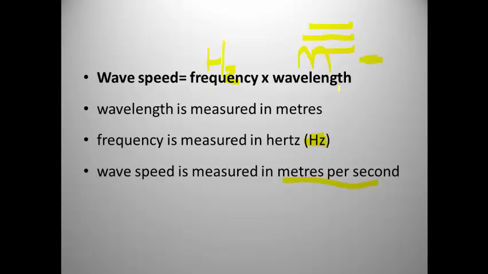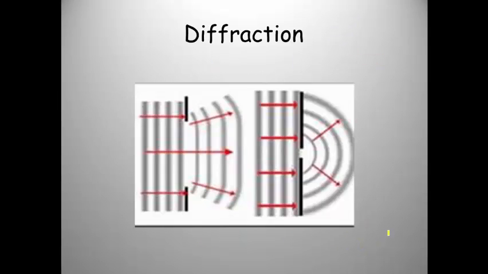It's just frequency times wavelength. Pay attention to the units that it gives you, and the wave speed is measured in, it's just a speed, so it's meters per second. Or it may be written like this. I doubt it would be written like this. It tends to be m/s.